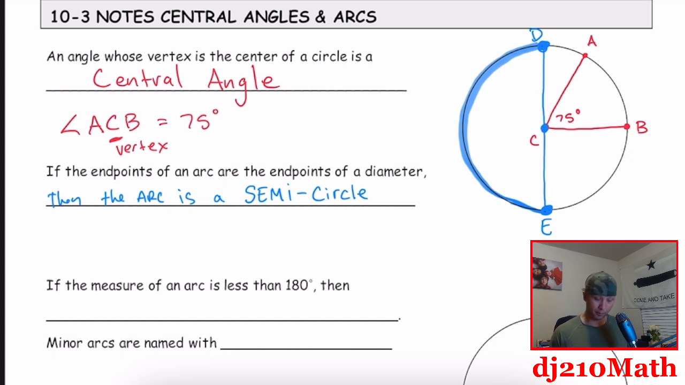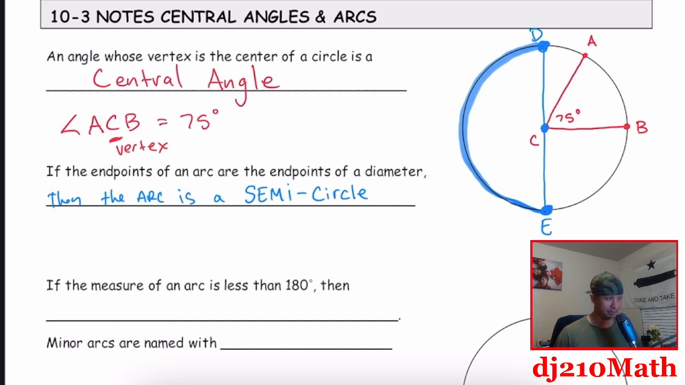Okay, a couple more arcs that we can talk about. If the measure of an arc is less than 180 degrees, so this is half of a semicircle. So if it's less than half, well, then we call it a minor arc. Actually, let's back up for just a second. Going back to the semicircle.